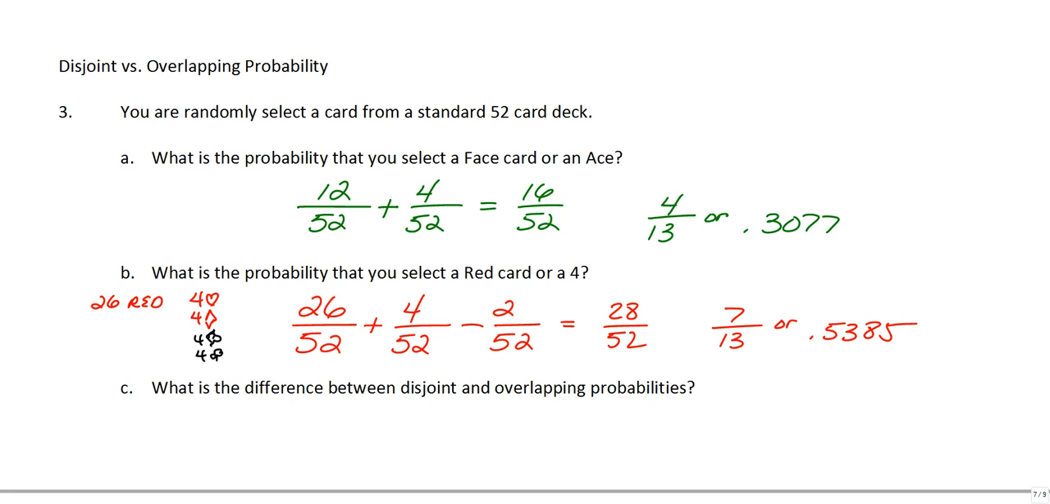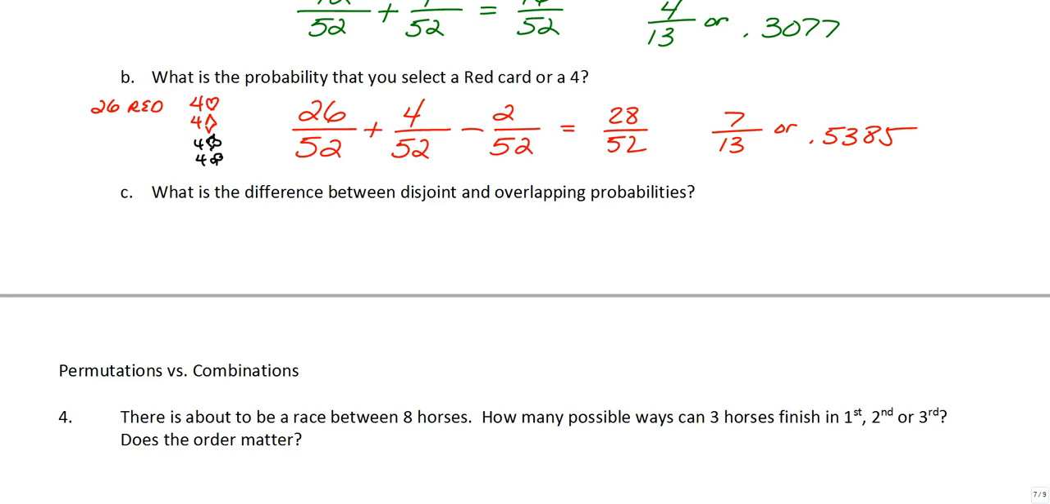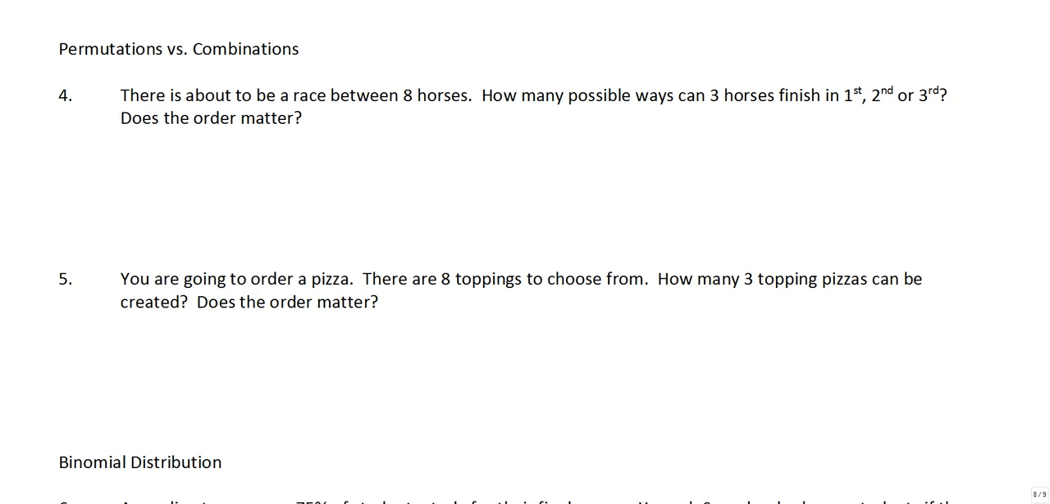chance. Okay? And the difference, of course, is what we said. Disjoint means they have absolutely nothing to do with one another. But overlapping means that some of them fit into both categories, like the 4 of hearts and the 4 of diamonds. It belongs to the group of 4s, and it also belongs to the group of reds, so you have to subtract your overlap. Next section is permutations versus combinations. Remember, permutation order matters, and combinations, it doesn't, which makes your locker combination weird.